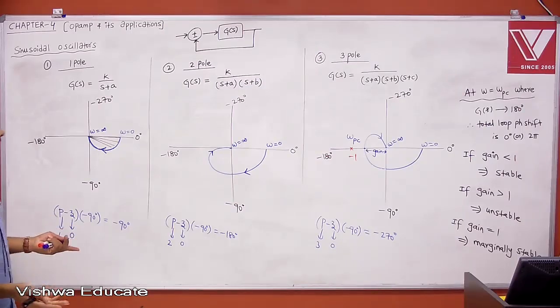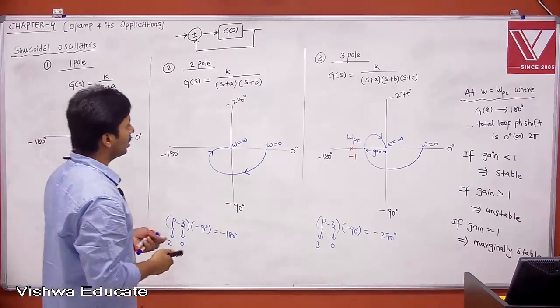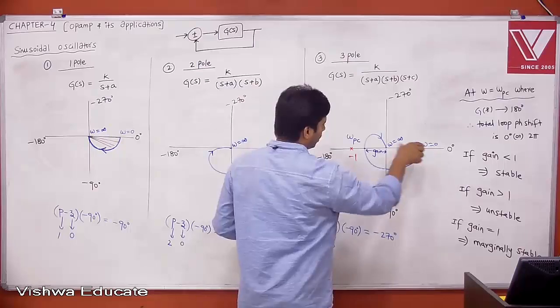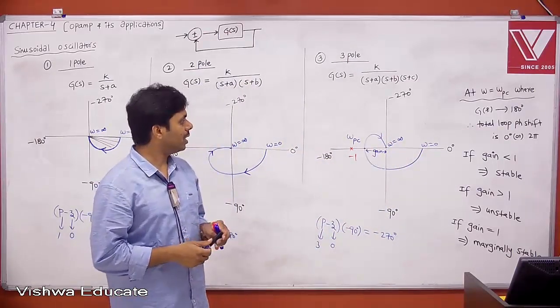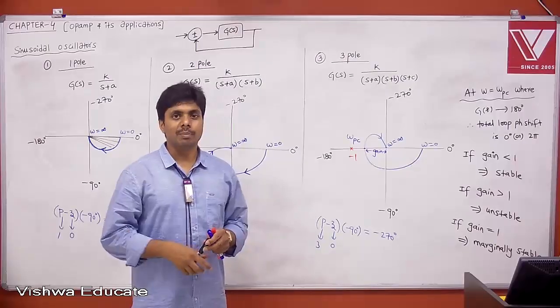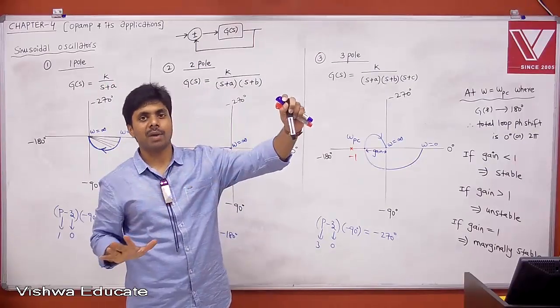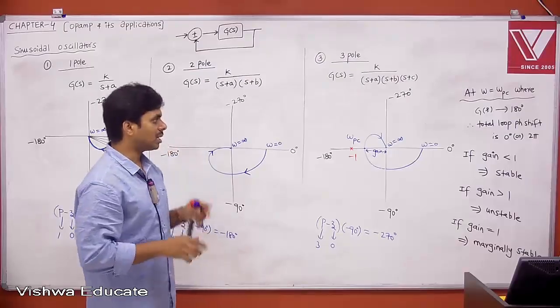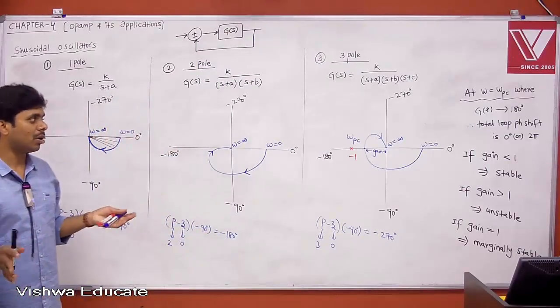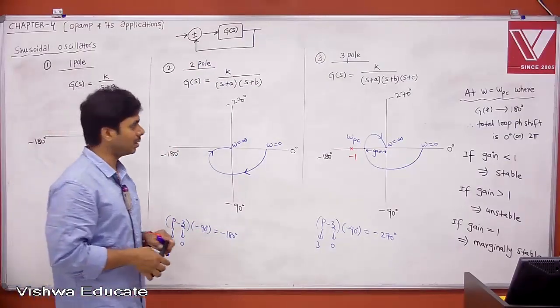The same thing I can explain. In the case of polar plot, both magnitude and phase shift are represented in one graph. But if you take Bode plot, both are separated: magnitude response and then phase response. But ultimately, polar plot or Bode plot, both are the same. That's fine.